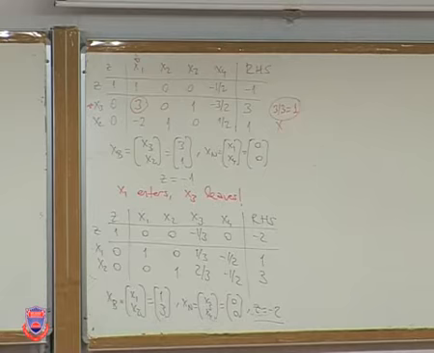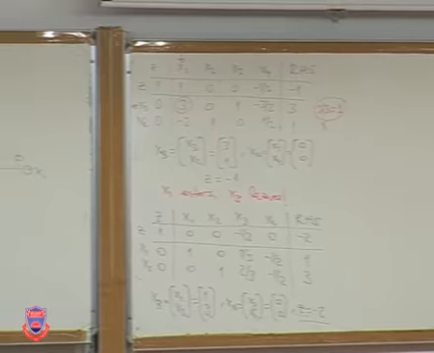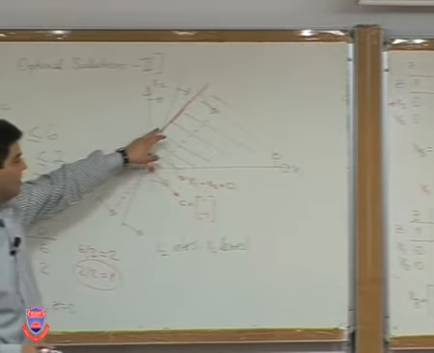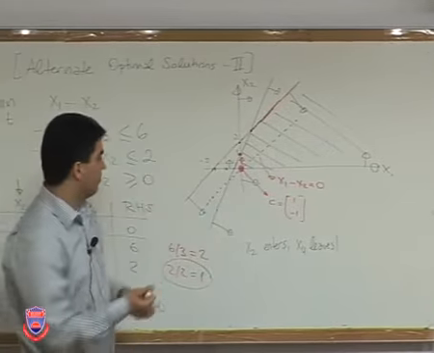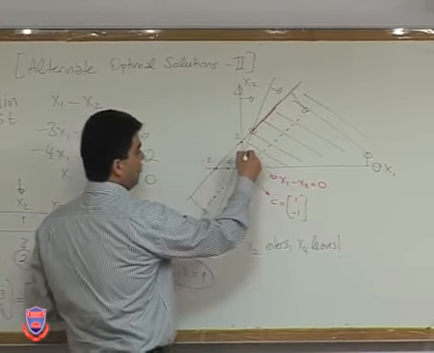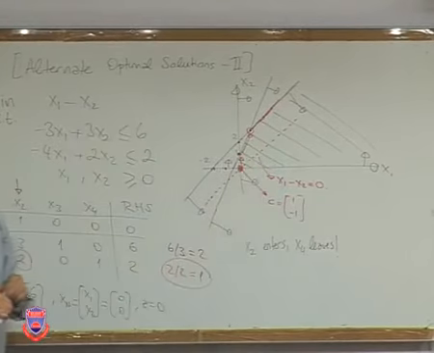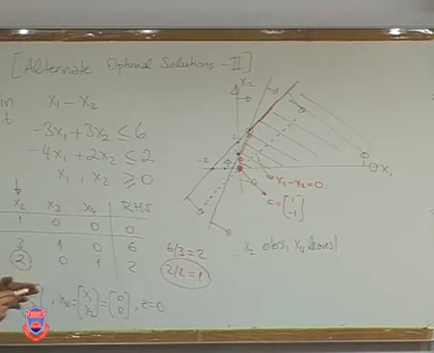Now, what is the corresponding corner point? If x1 is equal to 1 and x2 is equal to 3, it's not too hard to see that. You can compute this point easily. So you now move to this point right here. Okay? Is this the optimal solution?